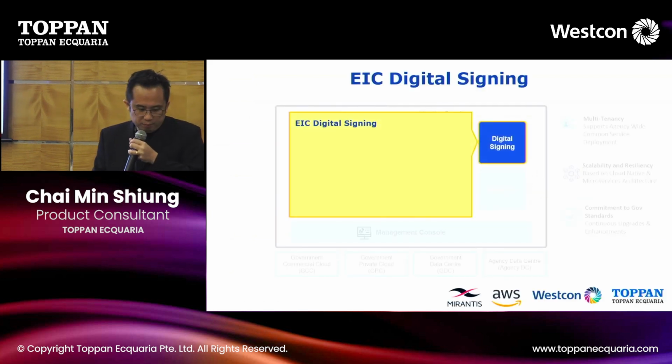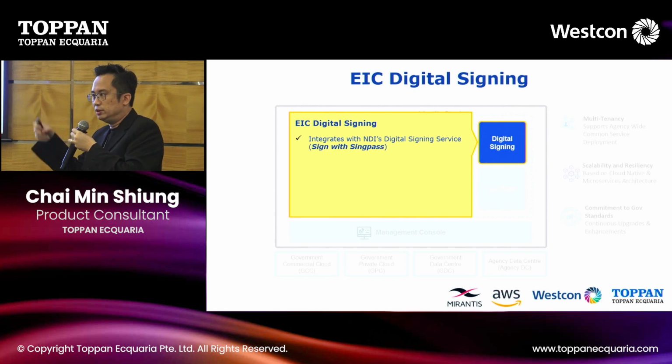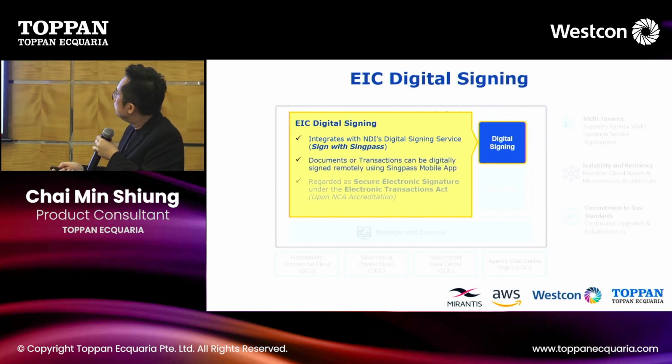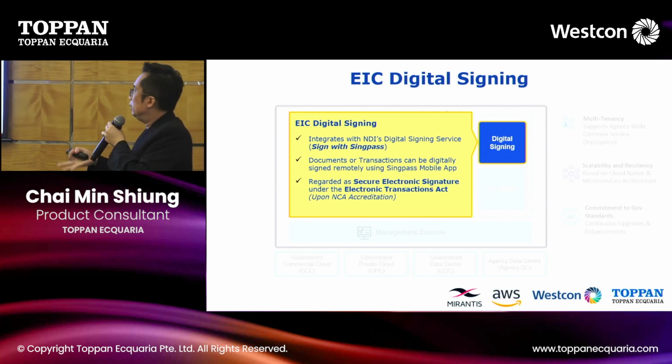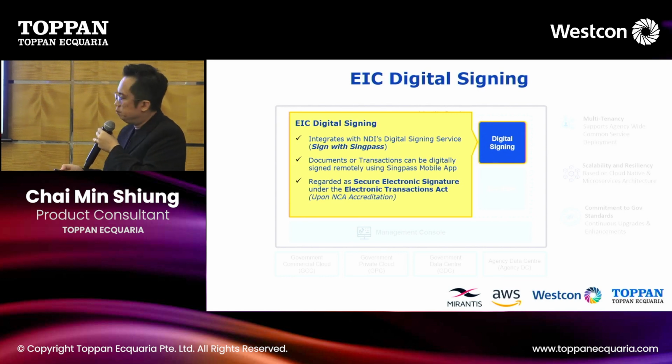Right, digital signing. This is one of our newer ones. EIC digital signing is to help you integrate with NDI's digital signing service. Essentially, it's Sign with SingPass. Just now you were watching a video on Sign with SingPass, on how you can digitally sign your transactions or documents. Documents or transactions can be digitally signed remotely using the SingPass mobile app. I think most of us already have that app. Once that document or transaction has been signed, it is regarded as a secure electronic signature under the ETA, the Electronic Transactions Act.